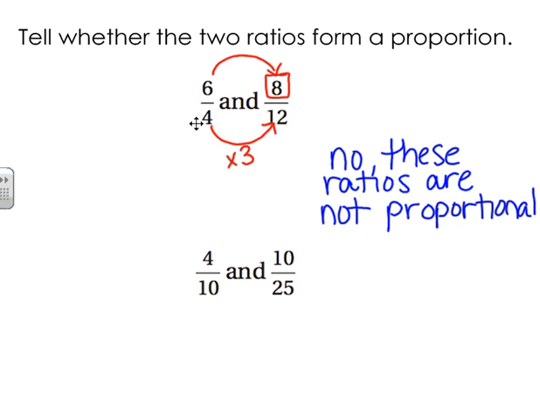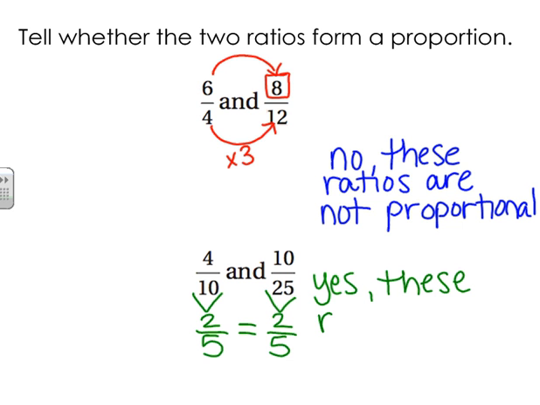All right, a second example. This time I can't use the multiplying across since 4 doesn't multiply into 10 and 10 doesn't multiply into 25. So I'm going to use the first method and simplify 4/10 down to 2/5 by dividing by 2. And then 10/25 can be simplified by dividing by 5. 10 divided by 5 is 2. 25 divided by 5 is 5. Now this time the two ratios are equal, so it does form a proportion. So I would say, yes, these ratios are proportional.